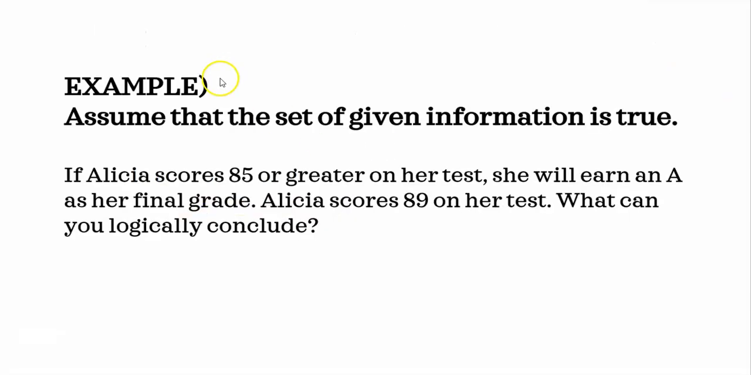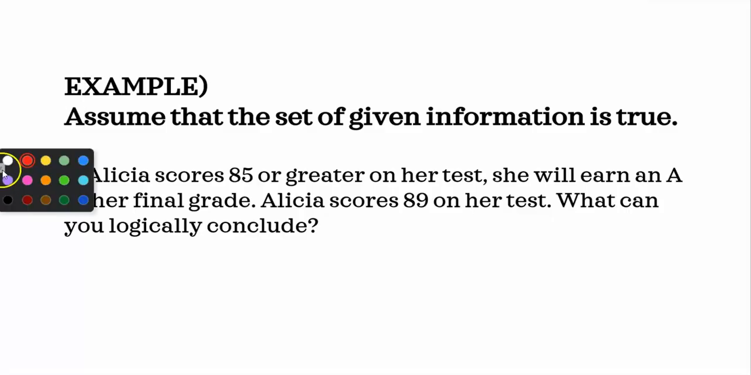Here we go. Okay, so example, and the directions do say, assume that the set of given information is true. You'll believe it, but let's assume that it's true. Maybe we won't believe it, but we're going to go with it. So this is true. It says, if Alicia scores 85 or greater on her test, she will earn an A as her final grade. Maybe she did the grade calculator, that's the score that she needed to earn an A overall. Okay, so Alicia scores 89 on her test. What can we logically conclude?